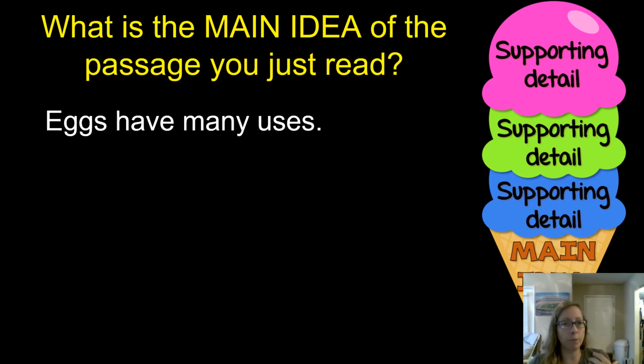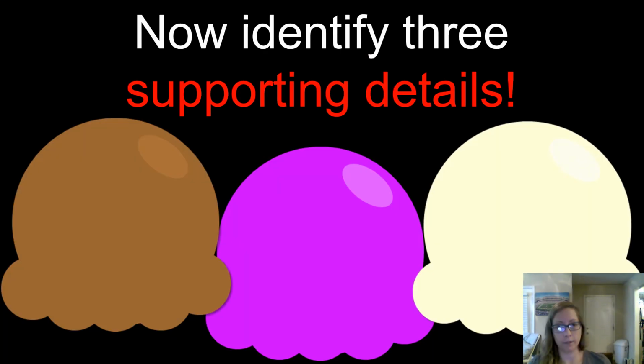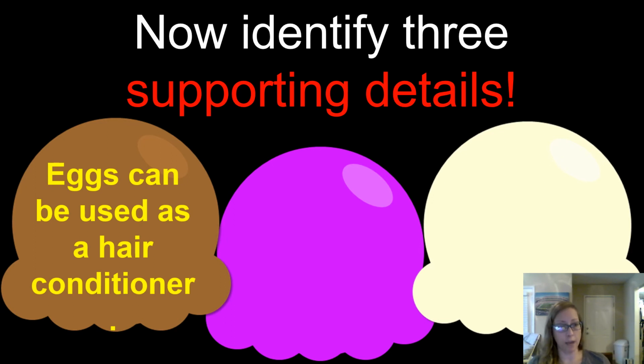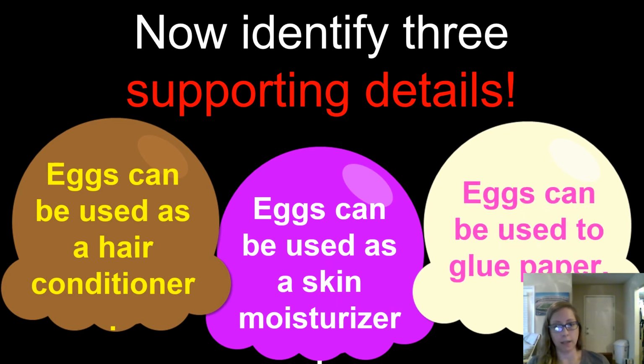So as I'm pulling those supporting details, I'm going to think about, okay, well, what are those uses? And that's where you're going to go back to the passage to find, right? Each paragraph talks about a different use. So let me think. Well, eggs can be used as hair conditioner, right? Because they've got that protein. Eggs can be used as a skin moisturizer. And eggs can be used to glue paper.